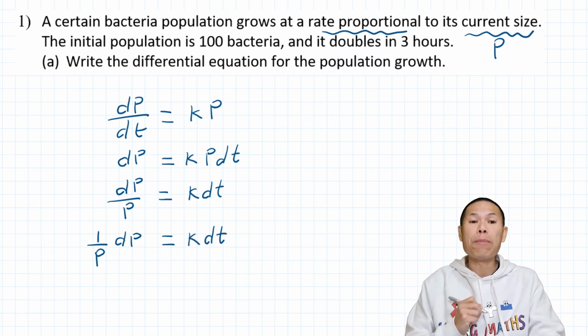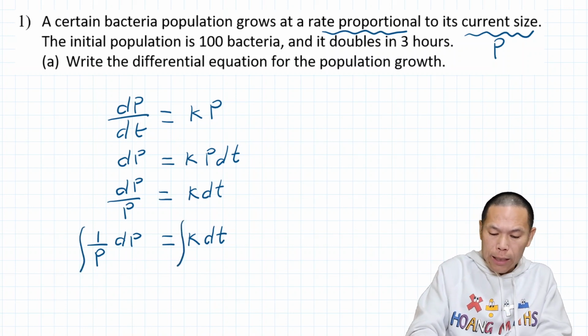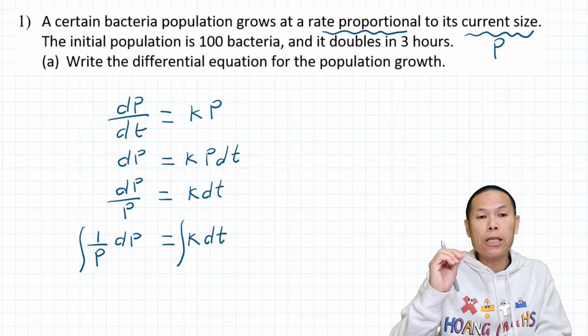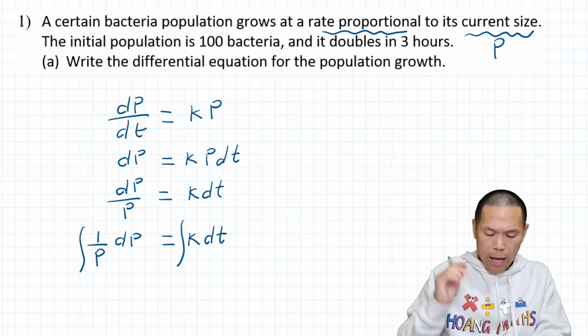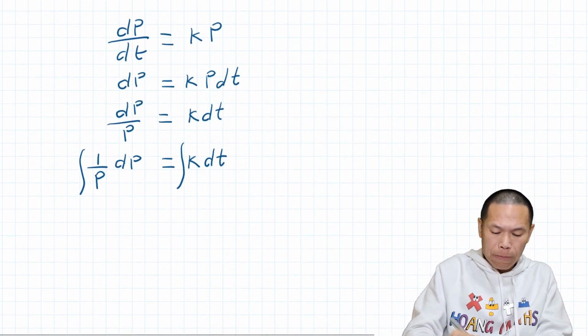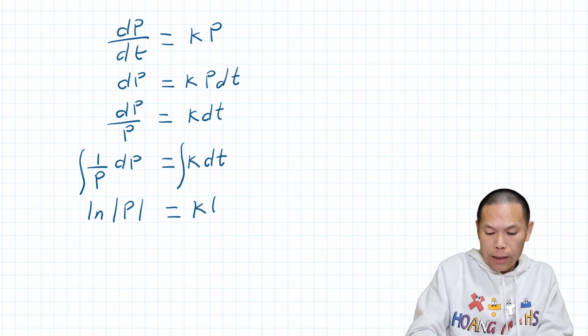Now I integrate both sides. If we integrate 1 over P, because we differentiate ln P to give 1 over P, therefore the answer is ln P. So ln P equals kt. And don't forget, we add a C.